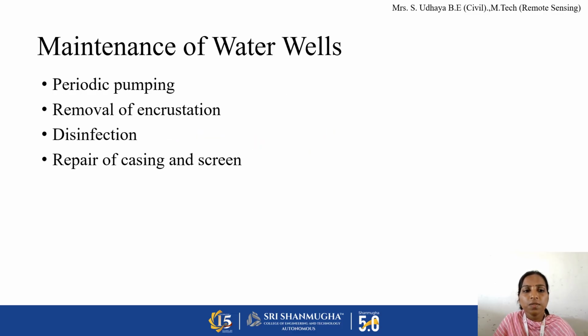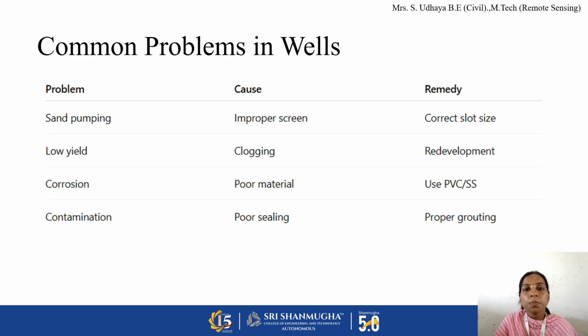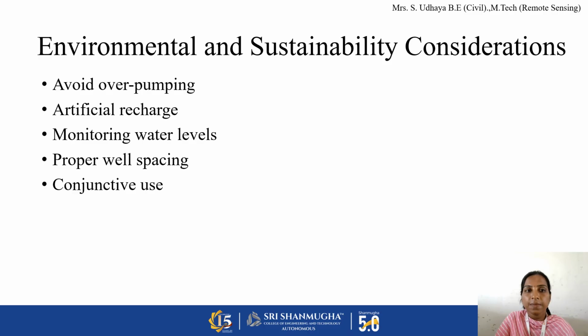Then maintenance of water wells includes periodic pumping, removal of encrustation if any is found, disinfection using chlorine, and repair of casing and screen. A common problem seen in wells is sand pumping, which is caused by an improper screen, and the remedy is to use the correct slot size. The next problem is low yield. It occurs mainly due to clogging, and the remedy is redevelopment. Then the problem of corrosion occurs due to poor material quality. We can use PVC. Then contamination occurs due to poor sealing. To overcome this, proper grouting is necessary.